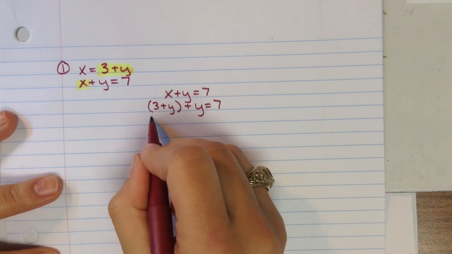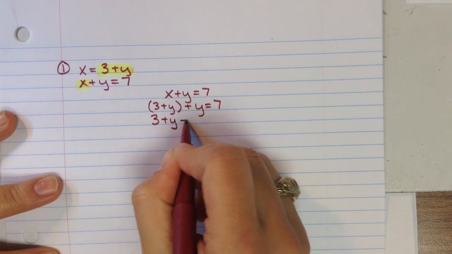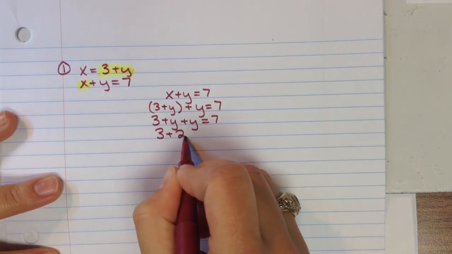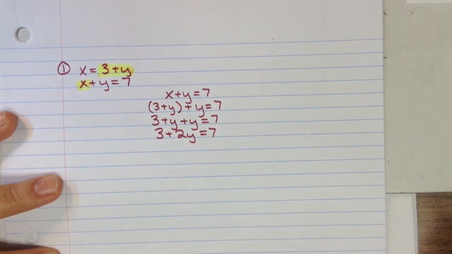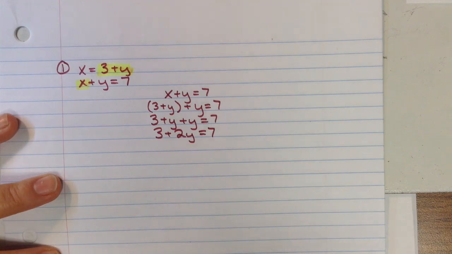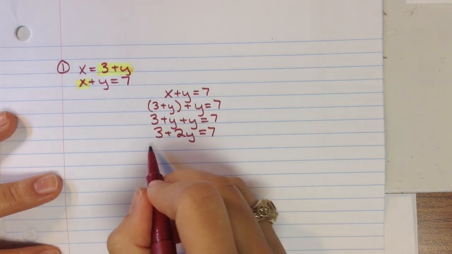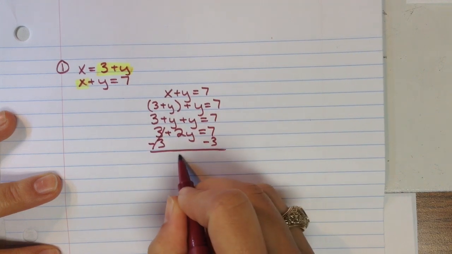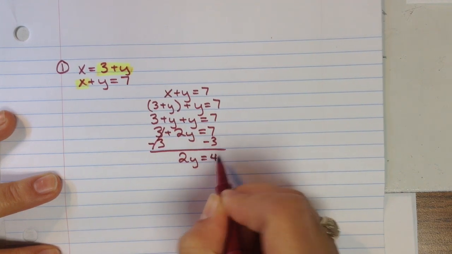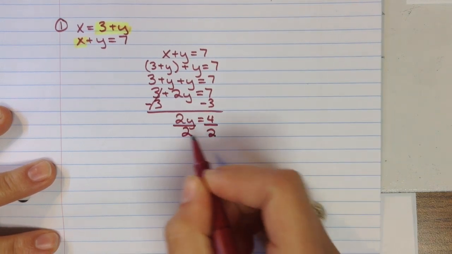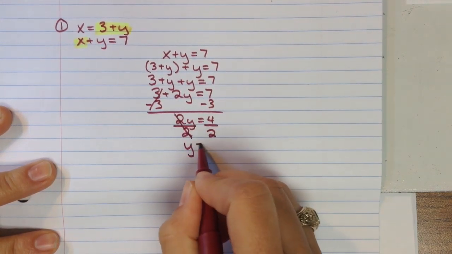There's nothing to distribute, so really this is like 3 plus 2y equal to 7. One variable, one equation I can solve. Start by subtracting 3 from both sides. This is 2y equal to 4. Divide by 2. So y is equal to 2.